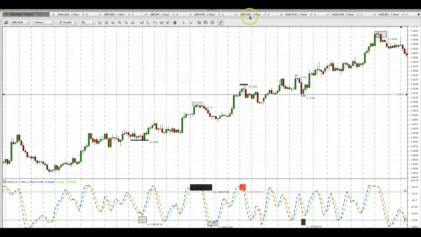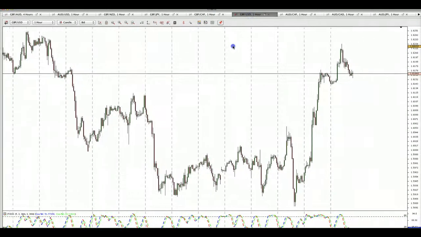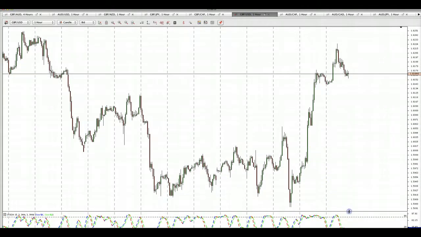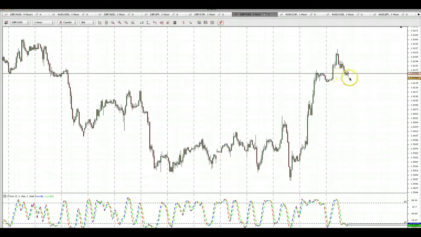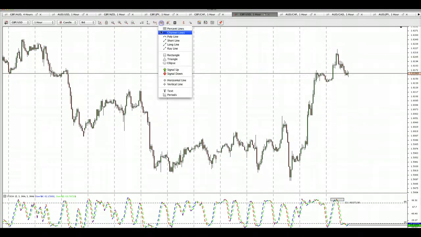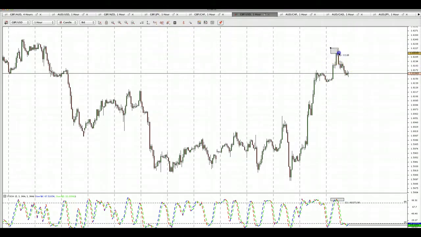I think we had a pound dollar trade setup. Here it was. I took this trade, but I exited this trade because I did not want to stay in over the weekend, because it may gap up.